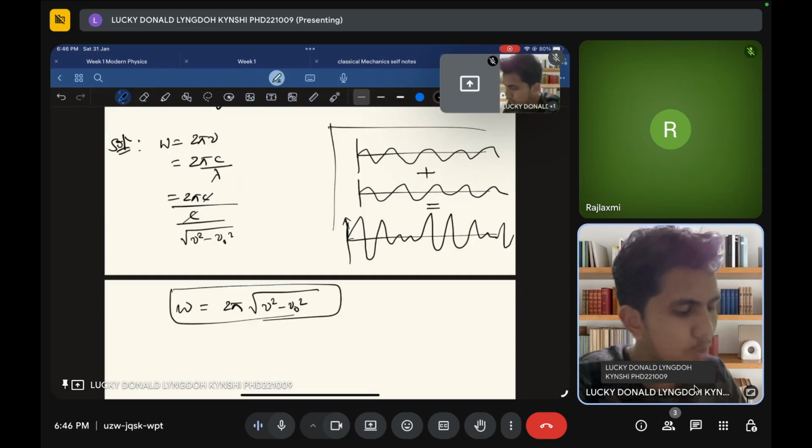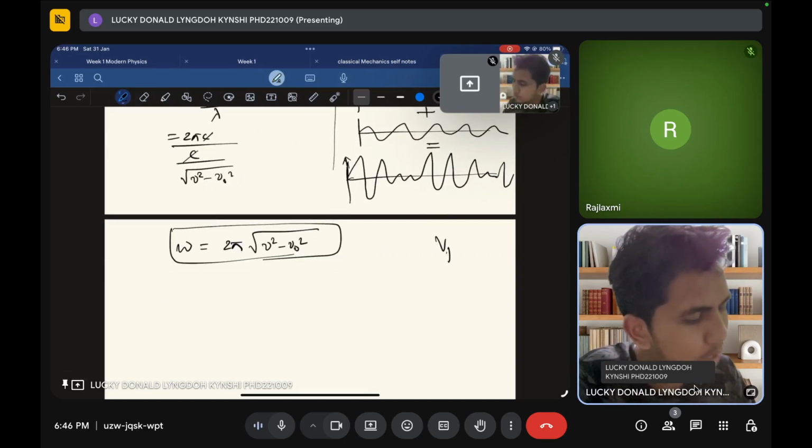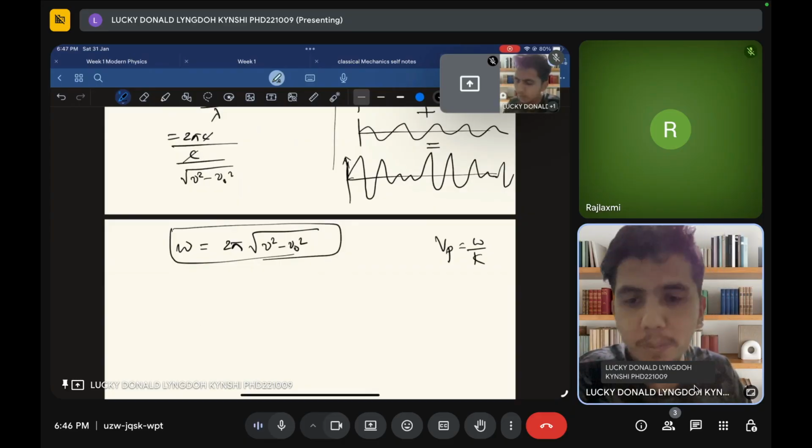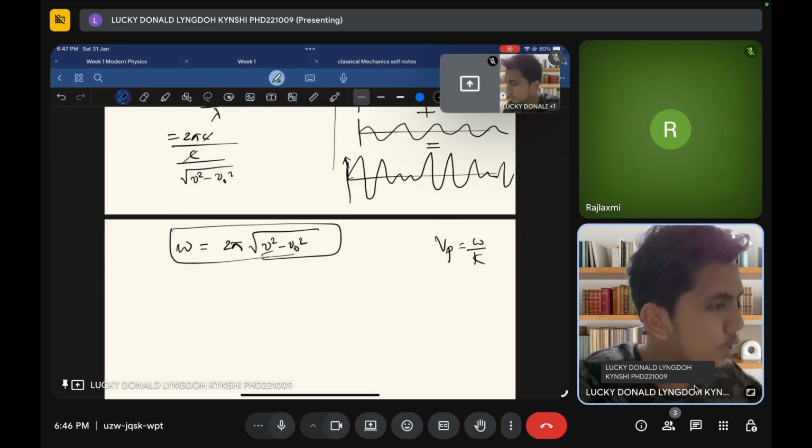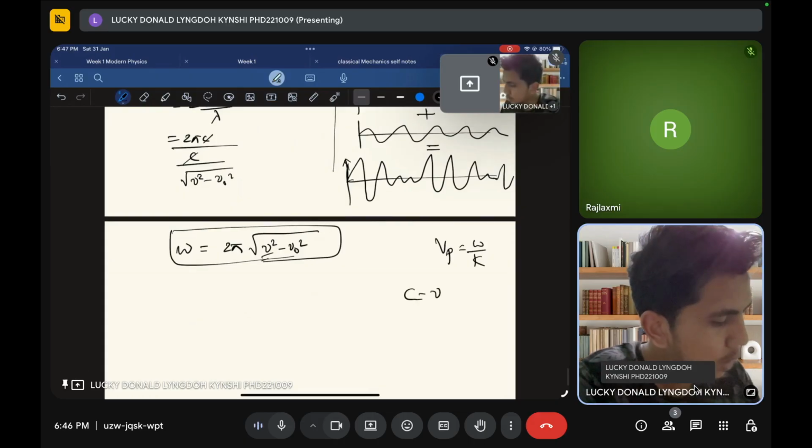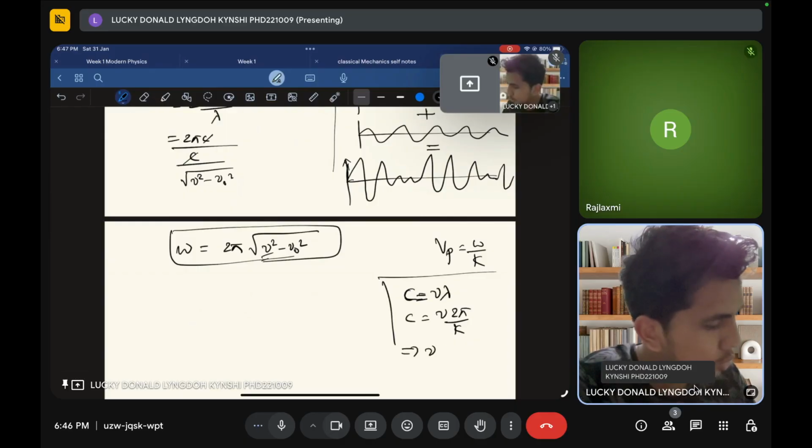Now how do you express this again? Because phase velocity is equal to omega by k, you have to express mu in terms of k. We can do that using this relation: c is equal to mu lambda, which is equal to 2 pi by k. So mu is equal to ck by 2 pi. So instead of mu, I will write this, and mu square will be equal to c square k square by 4 pi square minus mu naught square. This is omega.